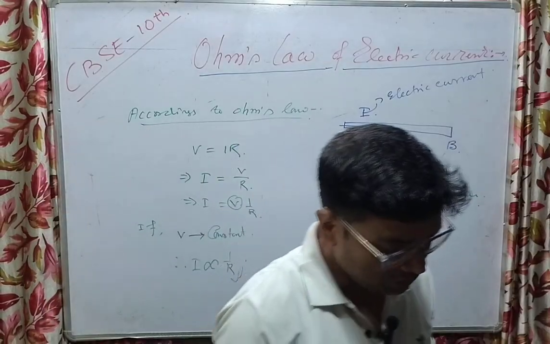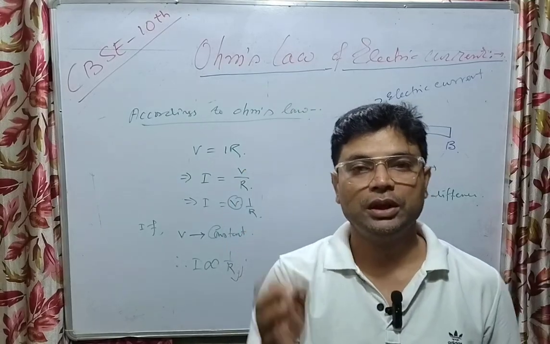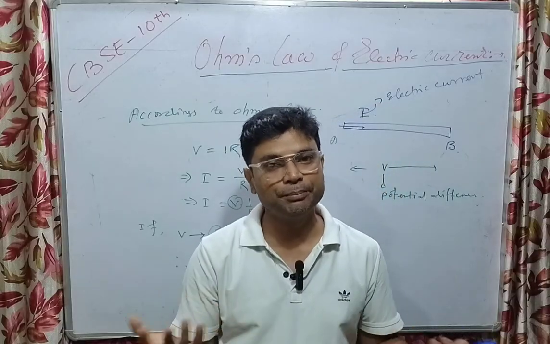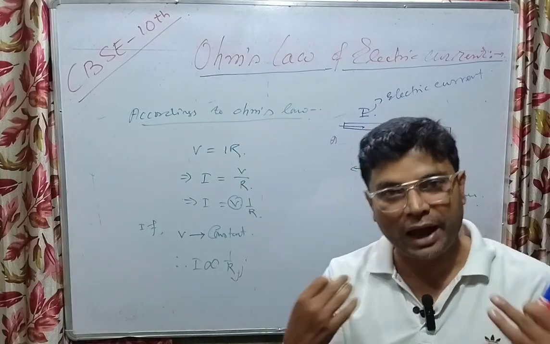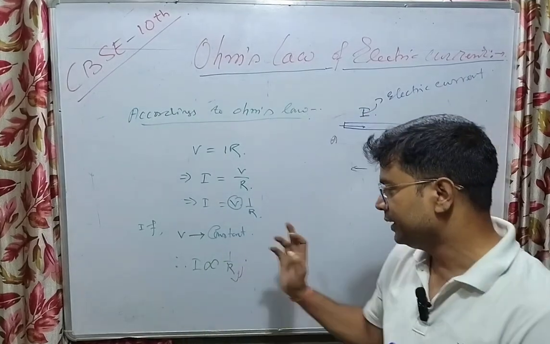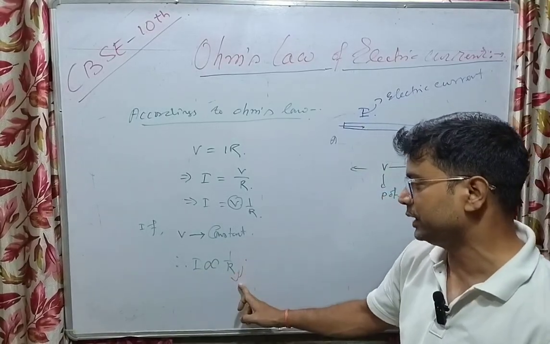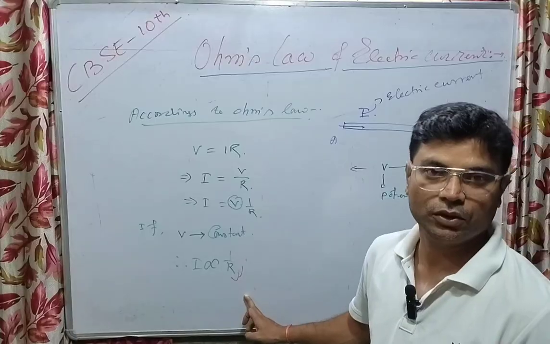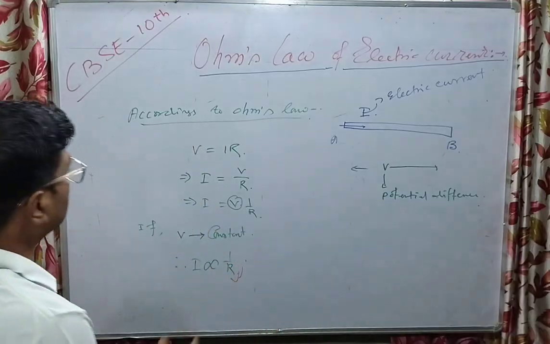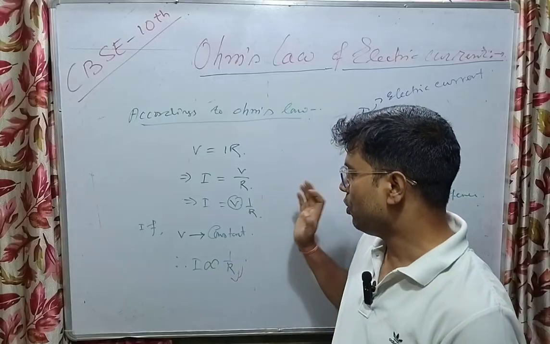Suppose you are given a question: how to reduce the amount of current flowing through a conductor. Simple answer: I have to increase the resistance of that conductor so that the current decreases, because current is inversely proportional to the resistance. Okay. This is all about Ohm's law.